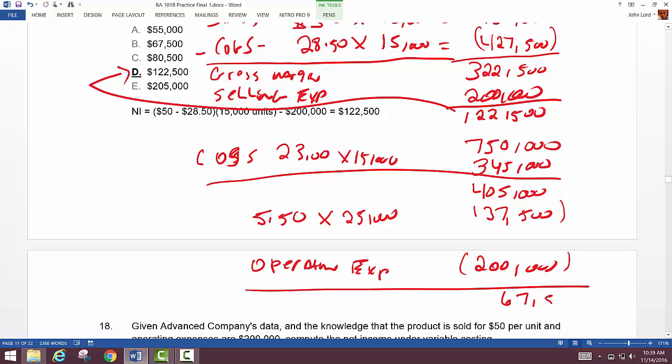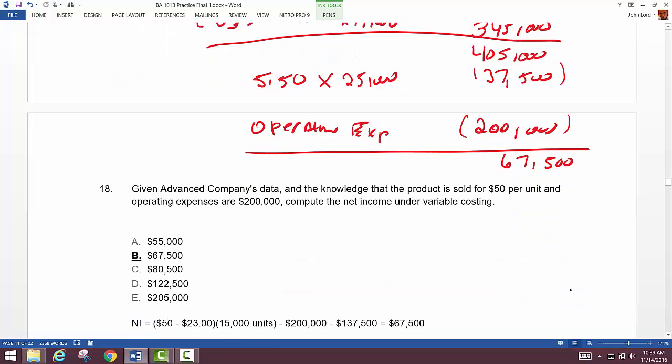67,500. Okay, and so I think that's the next question, right? The 67,500. Okay, so you're going to expense all of the fixed manufacturing cost incurred, right? Under variable costing. Now I could have also done what?